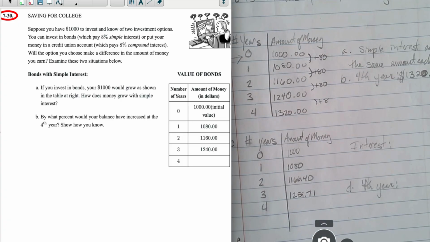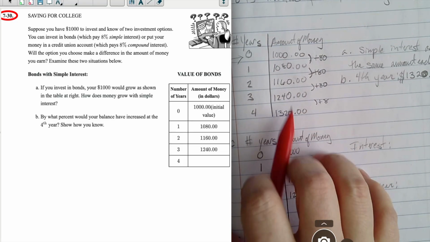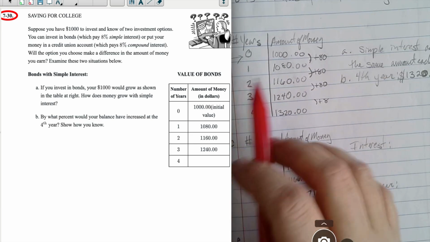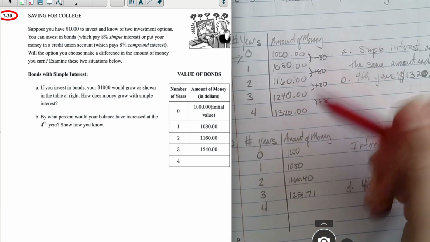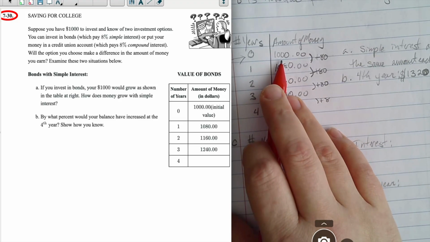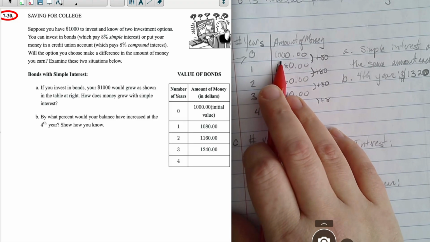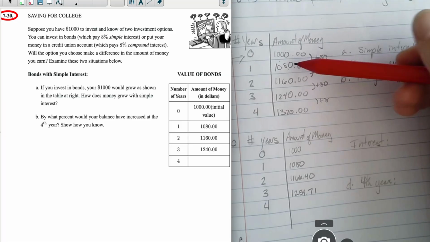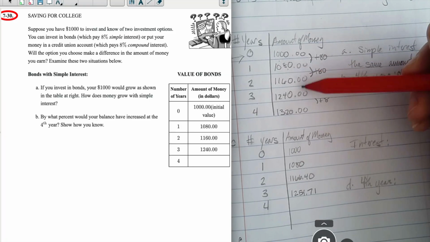And that's where we would be with simple interest. So simple interest, we're just adding the same amount every time. And that number usually represents a percentage of the initial value. So $80 represents 8% of our initial value, our initial $1,000 that we put into the account. So we're just getting 8% of $1,000 added on every single time.